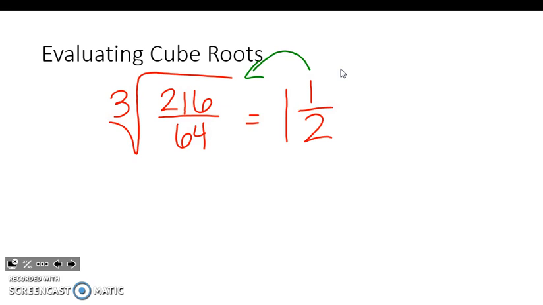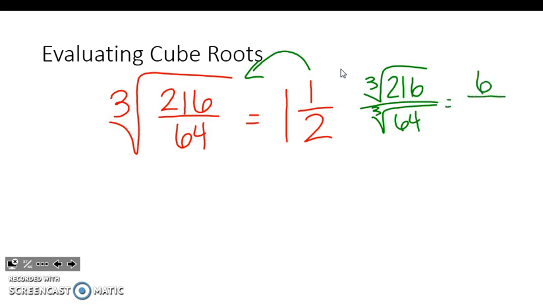So you either have to recall how to switch it back, second ABC, or you have to do it separately. If I would have taken the cube root of 216 and the cube root of 64 separately, the cube root of 216 is 6, and the cube root of 64 is 4. Then I have to see if that will simplify, and if you get a mixed number, you have to flip it back to improper. So that reduces by 2, and I get 3/2. So our final answer is 3/2.